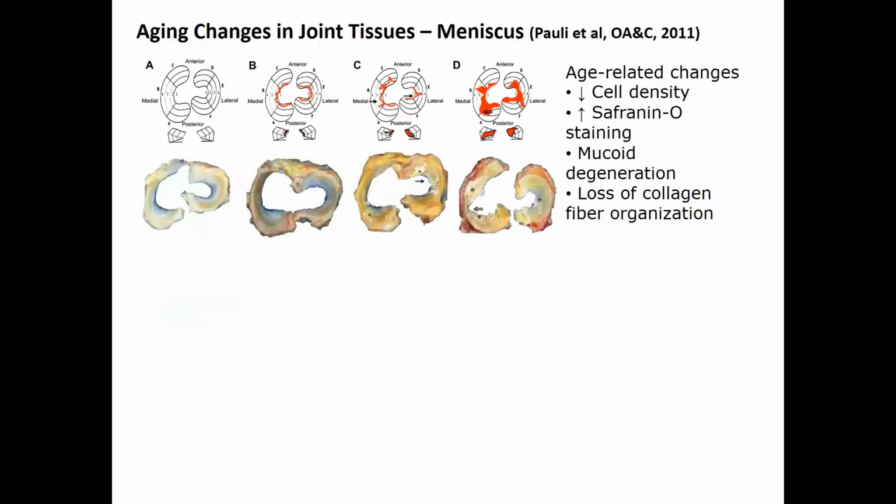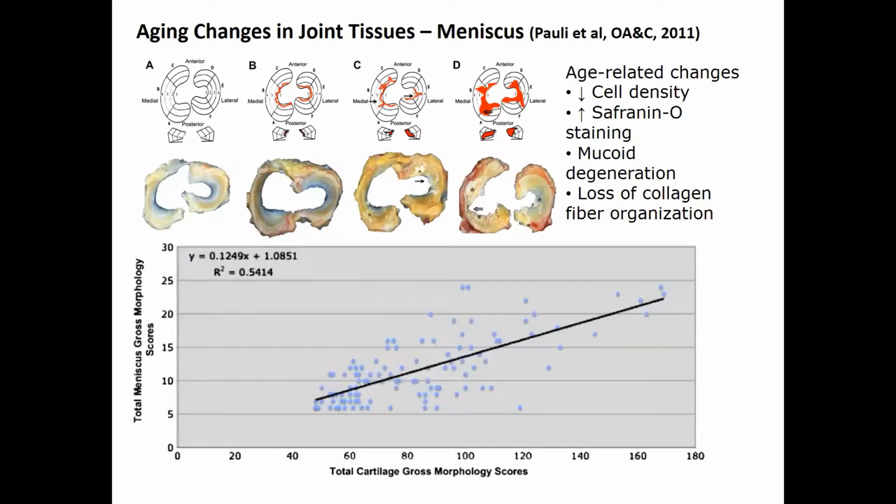And changes occur in the meniscus as well. So these are different changes in the meniscus. And basically, the changes in the meniscus, injuries shown here, correlate pretty well with the changes in the cartilage. So it seems like when you have damage, aging changes, or injury changes in your meniscus in your knee, the cartilage has similar changes.